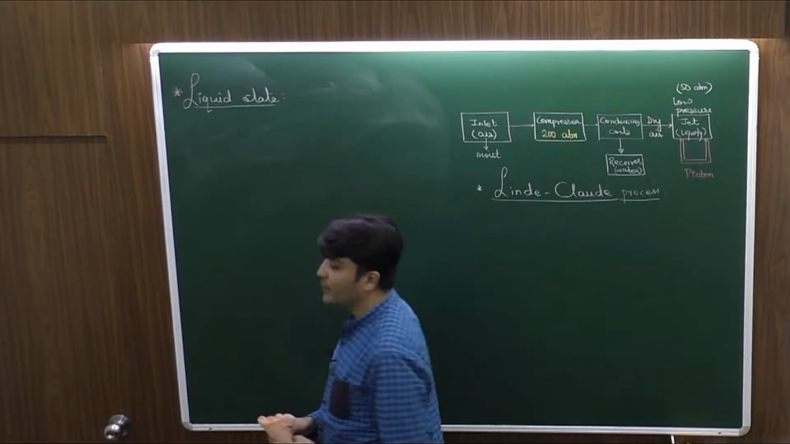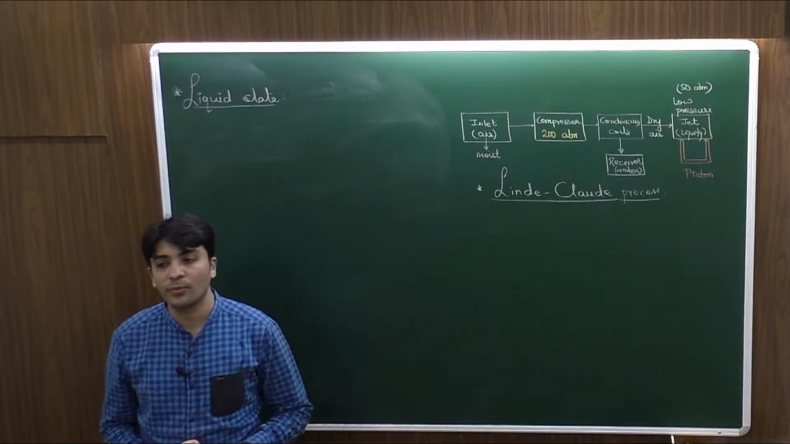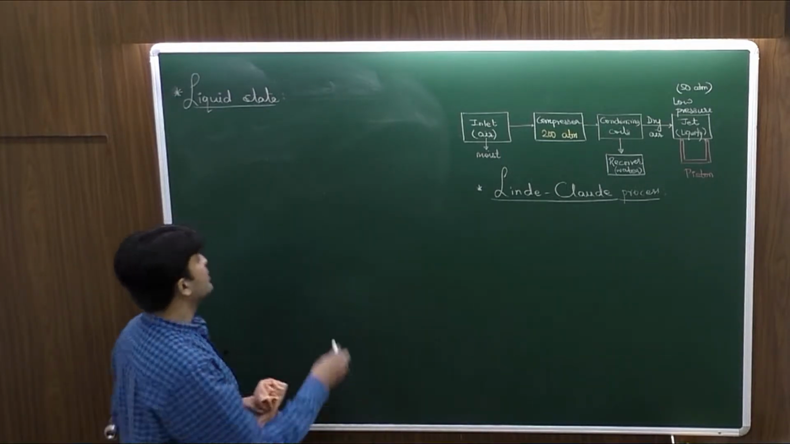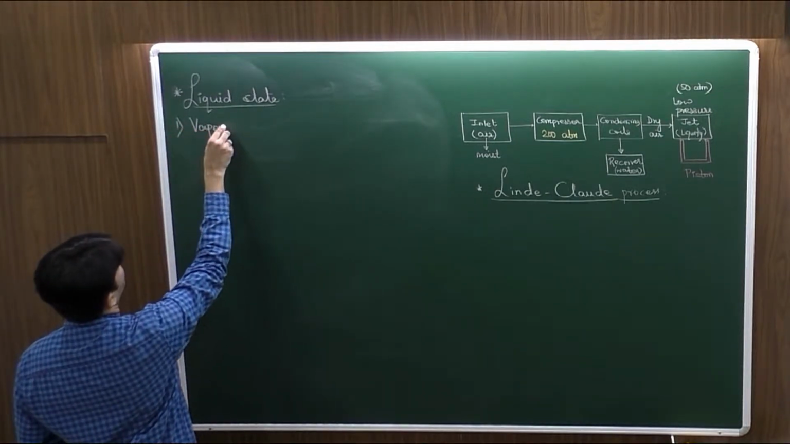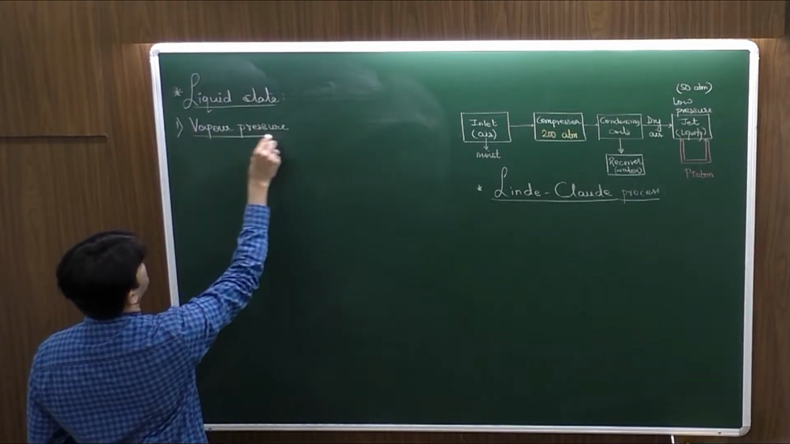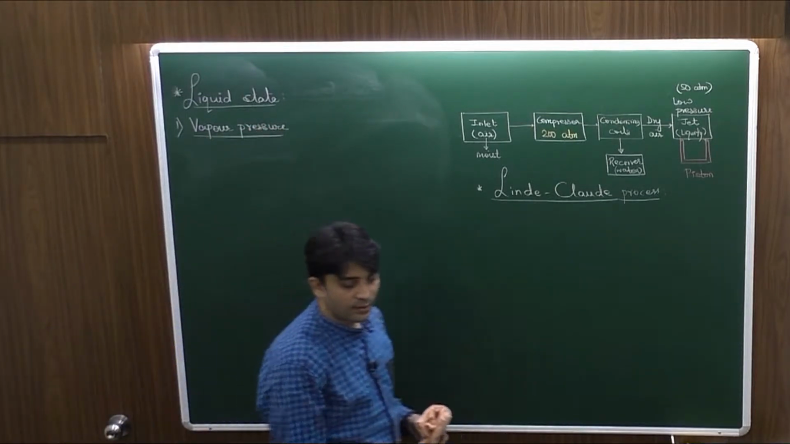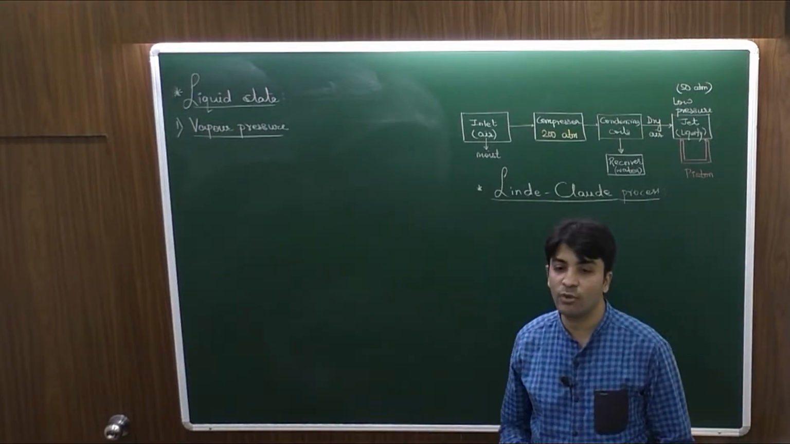Clear? Now there are many important properties of liquids, out of which 3 important properties we are going to discuss here. The first property is vapor pressure. Vapor pressure. This is in line with a concept of physical equilibrium, which I had discussed in the equilibrium chapter.